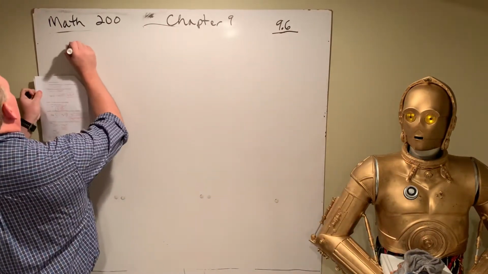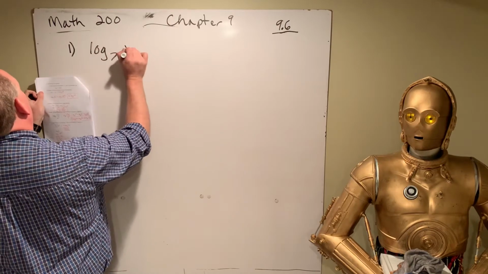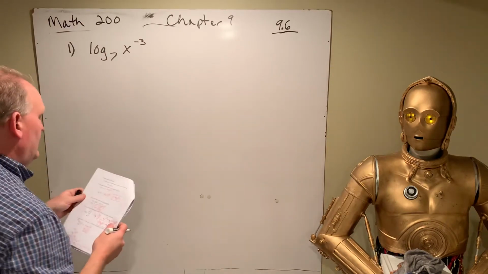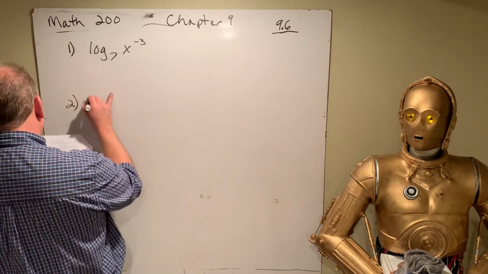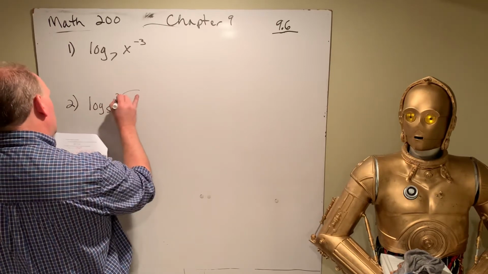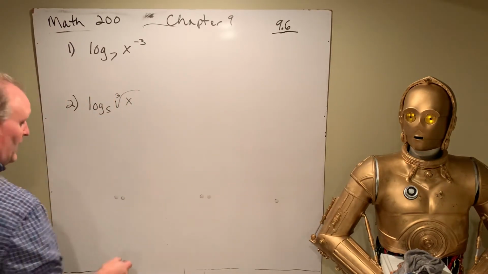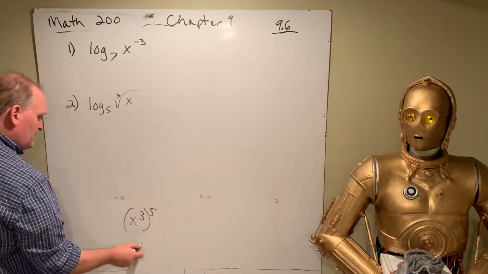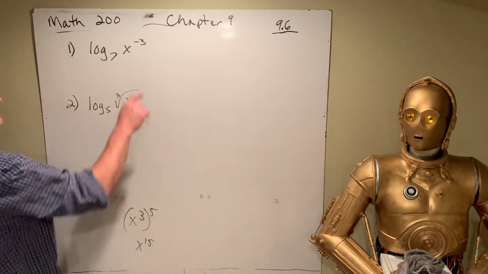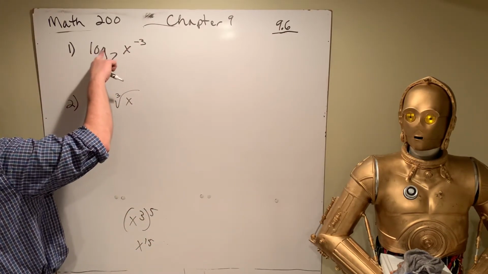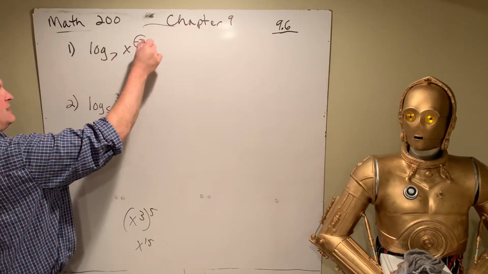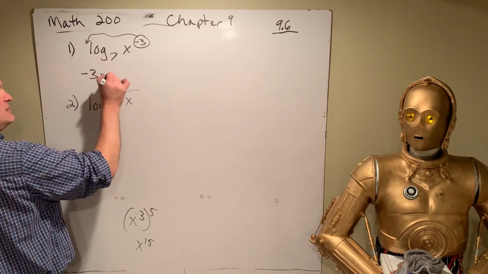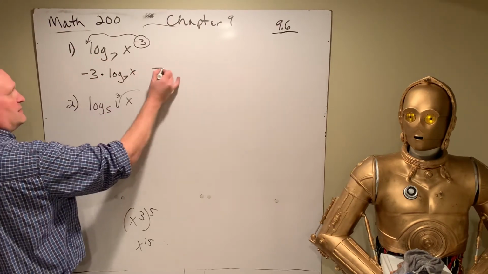So they want me to rewrite log base 7 of x to the negative 3. What about when we have a power on it? I got it. Remember when we had a power to a power, when we had x to the third raised to the fifth, and then we said, oh, a power to a power, that's multiply. That's 15. So when I have a power on a log base 7 of x to the negative 3, I can Price is Right that thing. Come on down. Negative 3 times log base 7 of x.